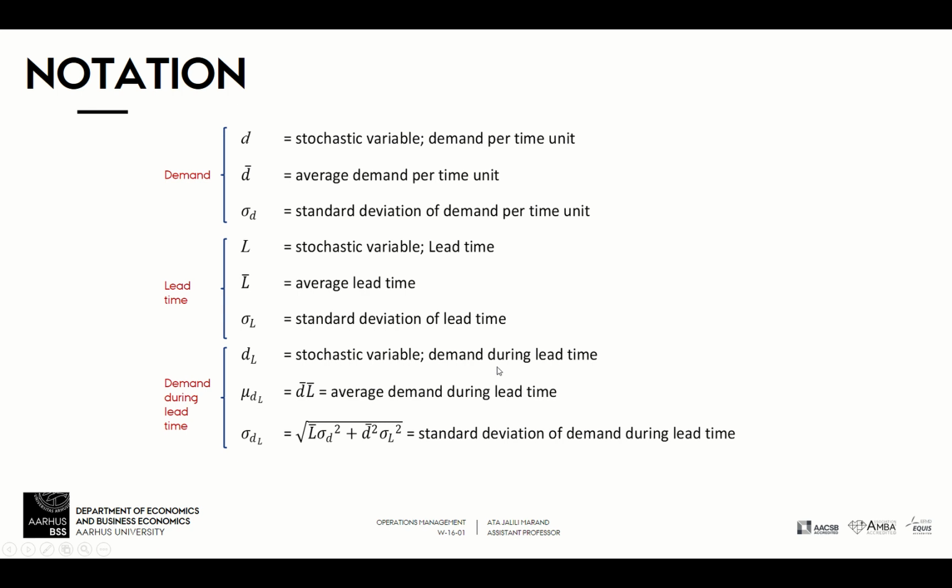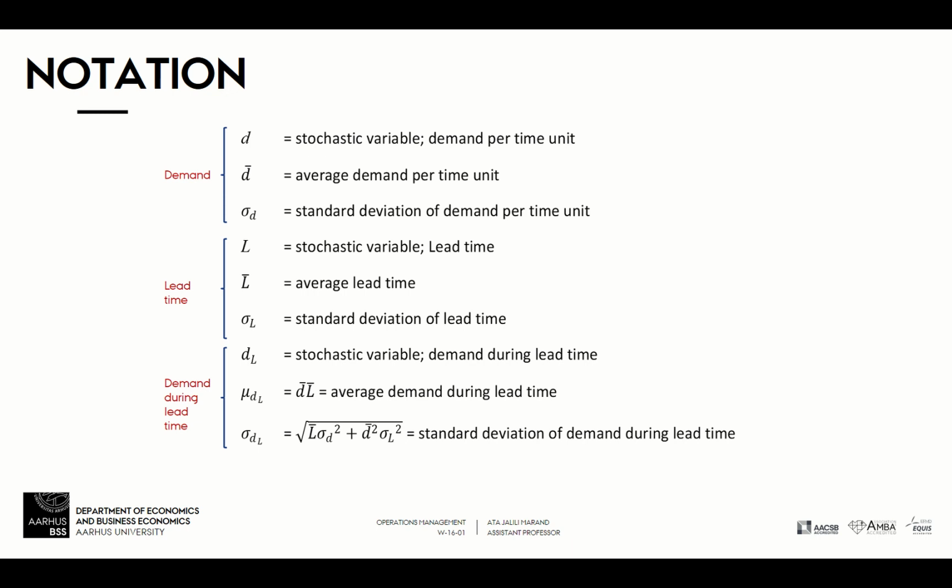Now let's see how the safety stock can be calculated. We'll start with notations. D is the stochastic variable for demand per unit time. Then we have d bar and sigma d as the average demand and the standard deviation of demand per time unit. And then we have L as the stochastic variable for lead time. We defined L bar and sigma L as the average lead time and standard deviation of lead time.